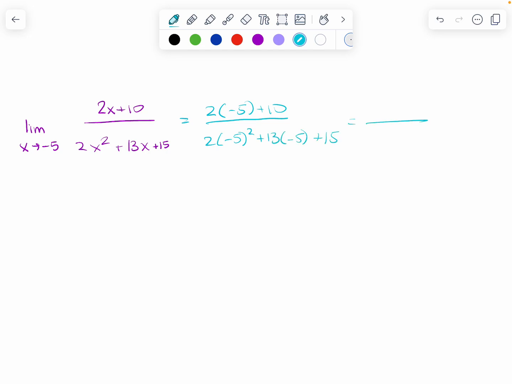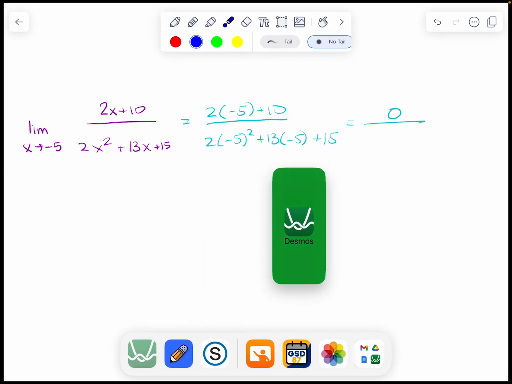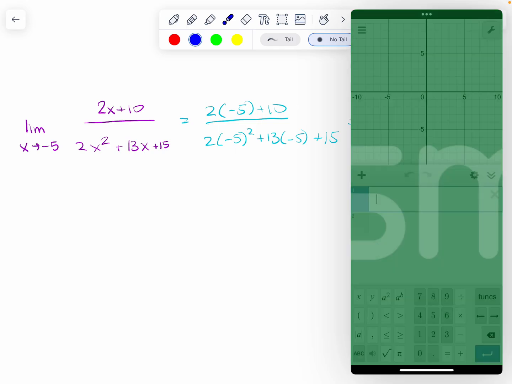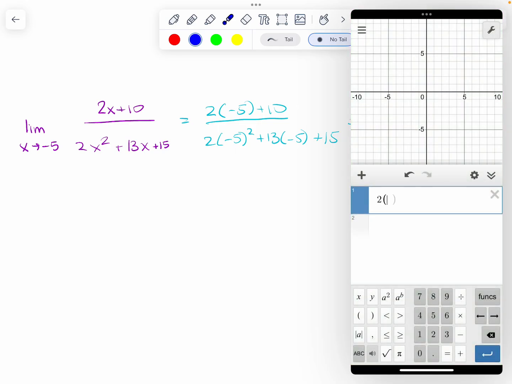2 times -5 is -10. -10 plus 10 is 0. Yay. Then we've got -5 squared is 25. 25 and 2 is 50. Actually, I don't even have to do that whole thing. I can just use my calculator as a shortcut. I'm assuming it's going to work out to be 0, but just so that you guys trust me and make sure that you plug things in the correct way. See, 0. I wasn't lying.